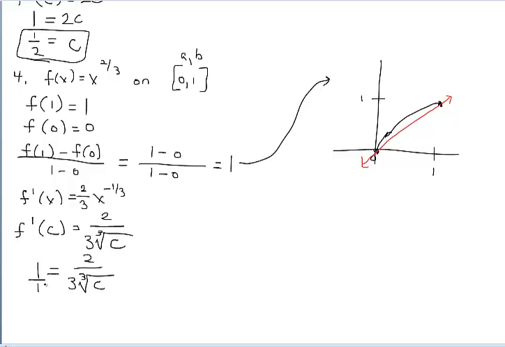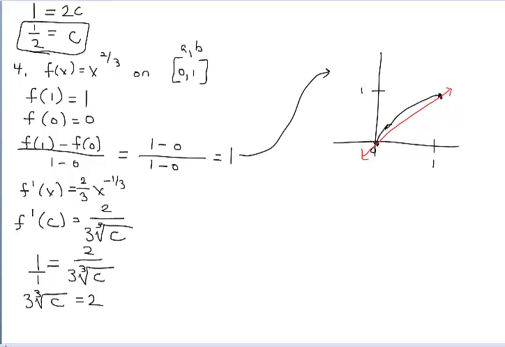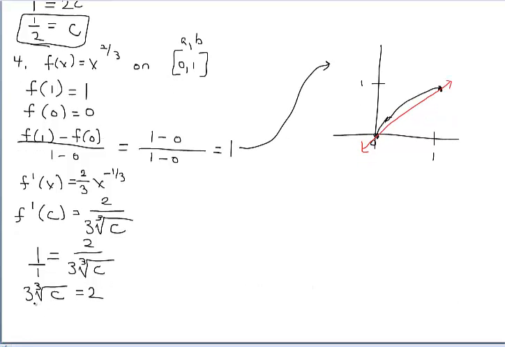So you might want to do cross products. So 3 times the cube root of c equals 2. Let's see, I guess I'll divide both sides by 3. So I'm going to have the cube root of c equals 2/3. And I'm going to cube both sides now. If I cube both sides, I'm going to have c equals (2/3) cubed.